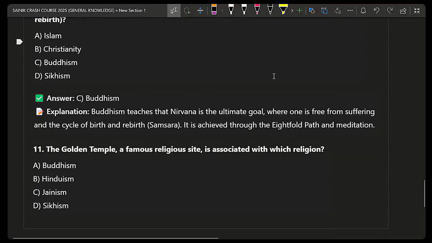The Golden Temple, a famous religious site, is associated with which religion? Buddhism, Hinduism, Jainism, Sikhism. All of you participate in the quiz.